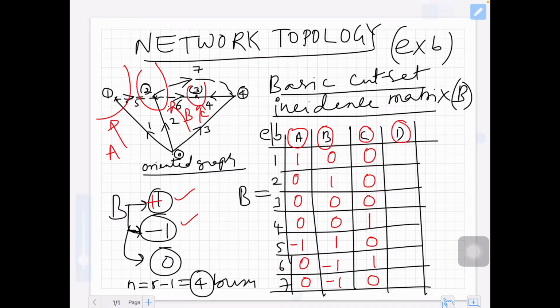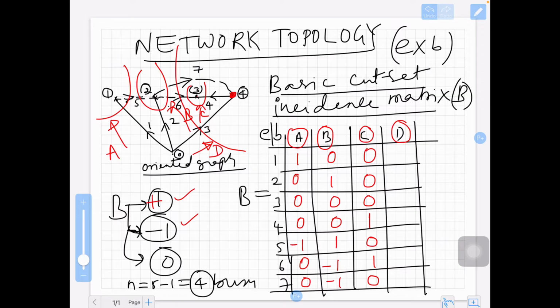Similarly, let us consider the D basic cut set. How to remove the fourth node? Here it is very important that you cannot consider it like this. If you consider this as the D basic cut set, it involves two branches, so you should not consider it like this. A basic cut set should have only one branch. So what we have to do is, I will consider it like this. This is the D basic cut set.